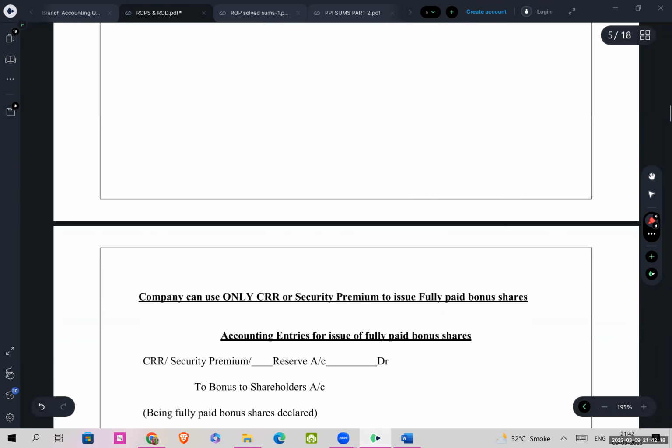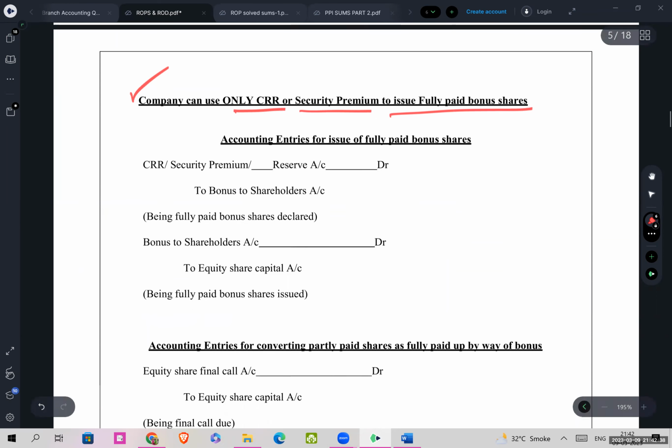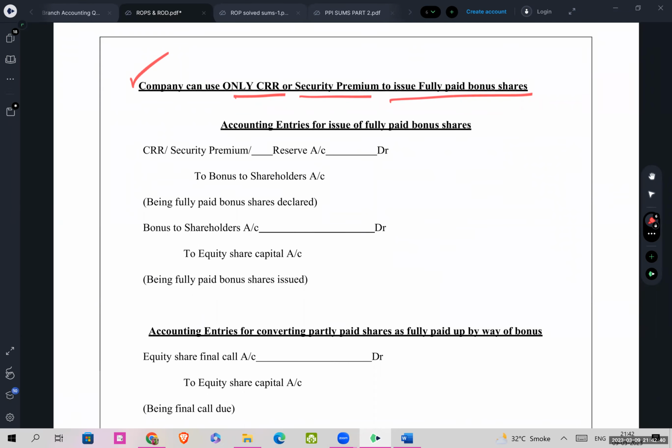Then these are the related journal entries for bonus shares. See, it clearly makes a special mention: company can use only CRR or securities premium to issue fully paid bonus shares. So these are the accounting treatments for bonus shares. First you have to declare your bonus: being fully paid bonus shares declared. Again, see the words fully paid bonus shares. It cannot be partly paid. If it is partly paid, then first convert it into fully paid.